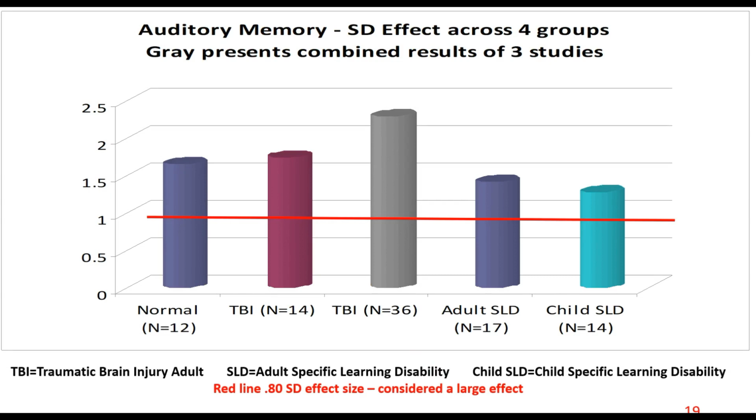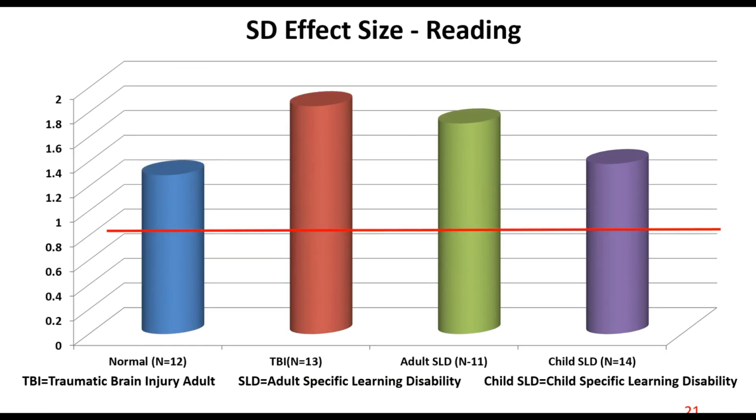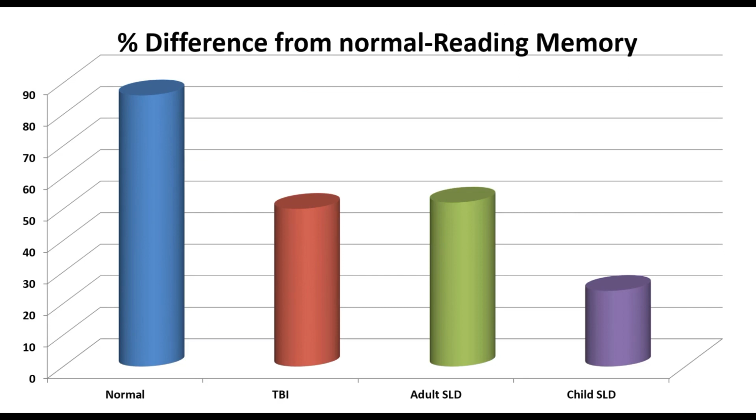Auditory memory effects for the 4 groups: normal, traumatic brain injury, specific learning disability, adult and child, all showing significant gains. Are they better than normal? Yes, all 4 groups were functioning better than normal in terms of a percentage value. Standard deviation effect on reading, significant effects across all 4 groups. Are they different than normal? Yes, they're all different than the normal appropriate reference group. For the child, we use the normal children's memory as the appropriate reference group.